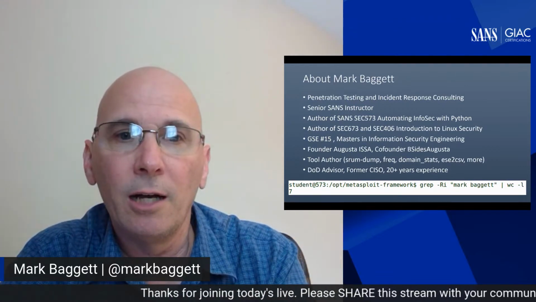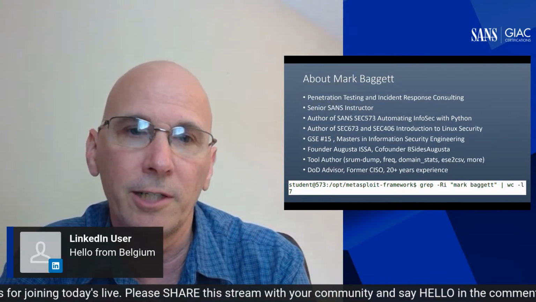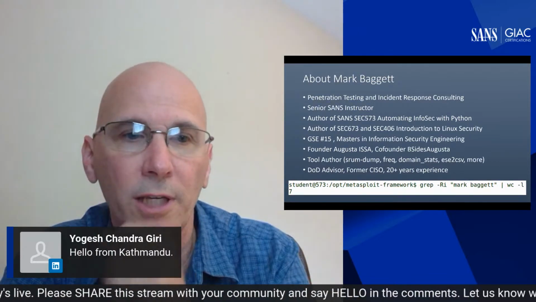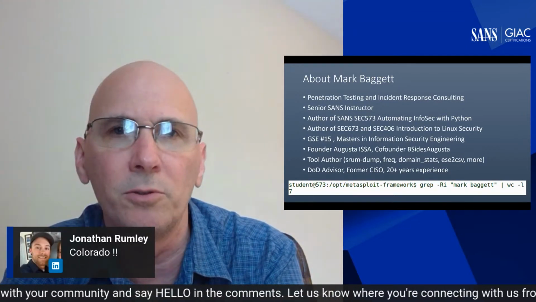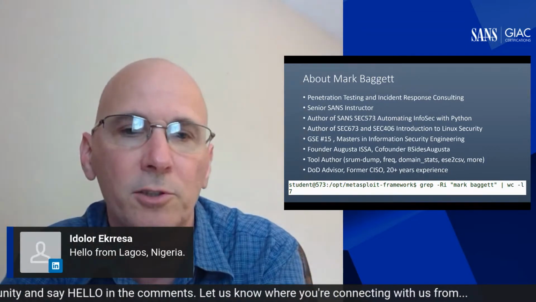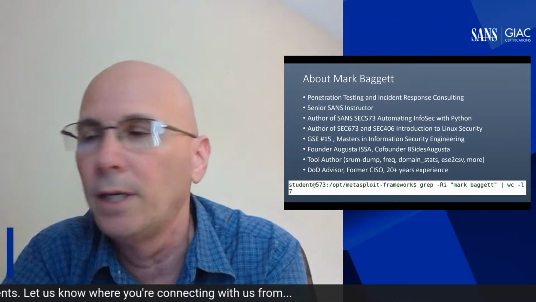Couple other things about me. I got my GSE number 15. If you're in the Augusta, Georgia area, then you'll be familiar with B-Sides Augusta and the Greater Augusta ISSA. I was the founder of those. And I'm the author of a couple of Python tools that some of you may use. Sift's Strum Dump is a very popular forensics tool, Freak.py, Domain Stats, and there's a couple of others that are out there.